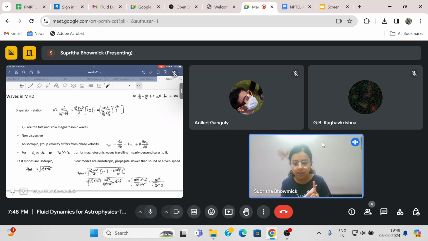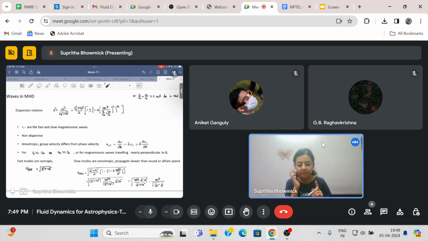That tells you u fast, which is the u which comes with the plus sign over here, right? If this entire term drops out, what do you get? You get a root over of Cs square plus Va square, right? Because in this limit, either when you're working with very large Cs or very large Va, or perpendicular waves, perpendicular propagation to B, you can ignore this term. This term drops out, and then this u fast simplifies to just root over Cs square plus Va square.